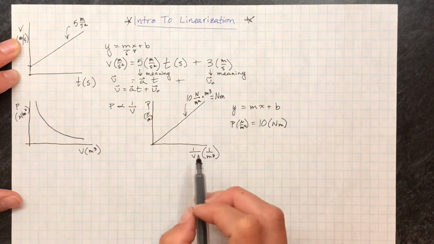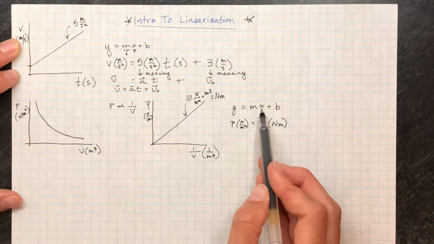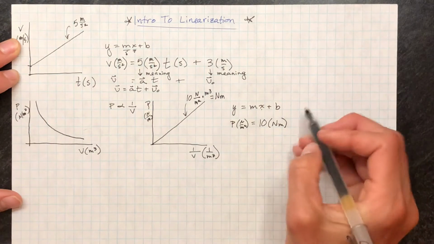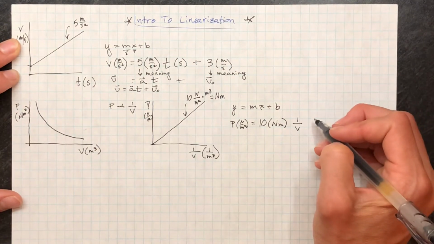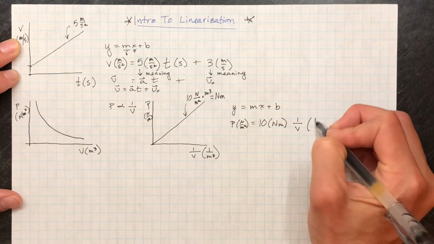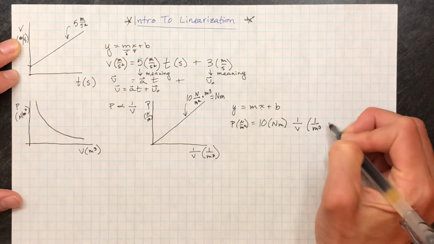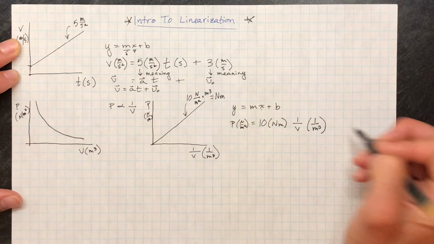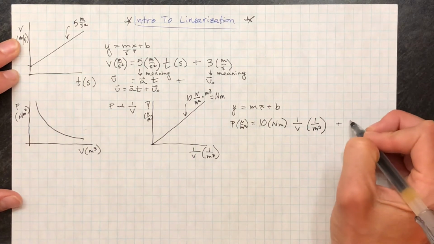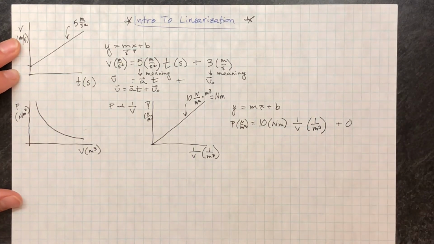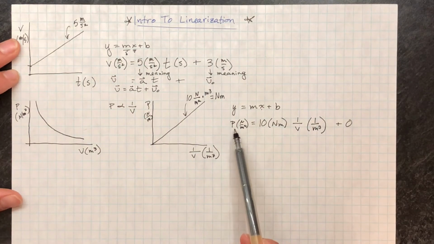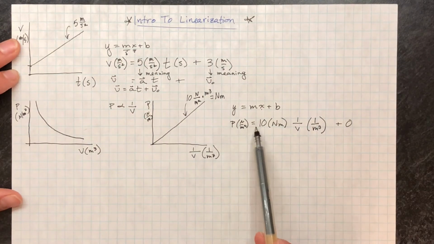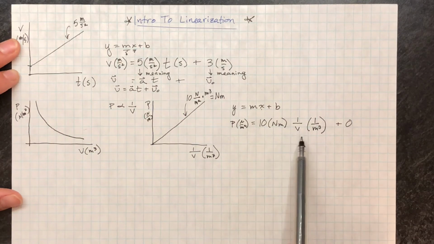And then we're going to multiply by our independent variable, which is whatever's on the x-axis, so that's 1 over v. And the unit of that is 1 over meters cubed. And in this case, we have no y-intercept. So you can put 0 if you want, or you can just leave it off. So what I've shown here is now pressure is equal to 10 times 1 over v.